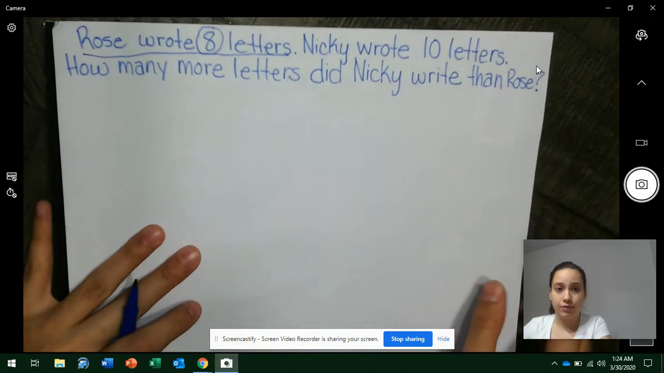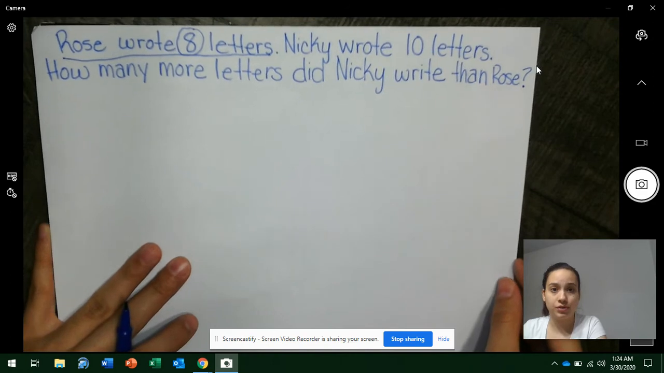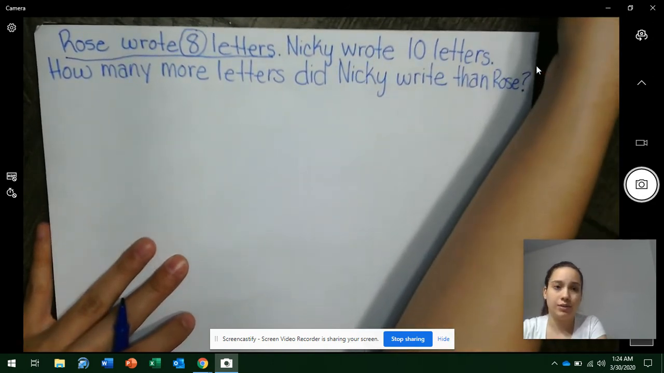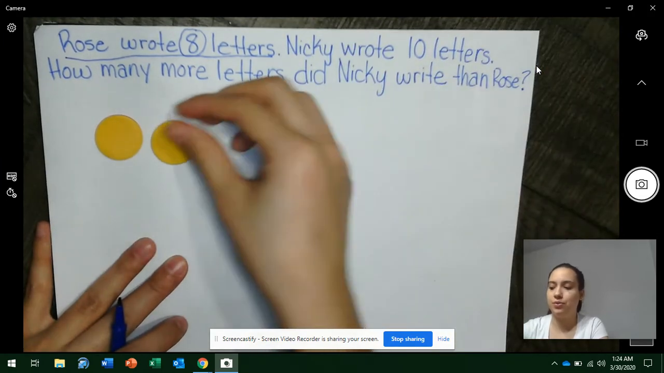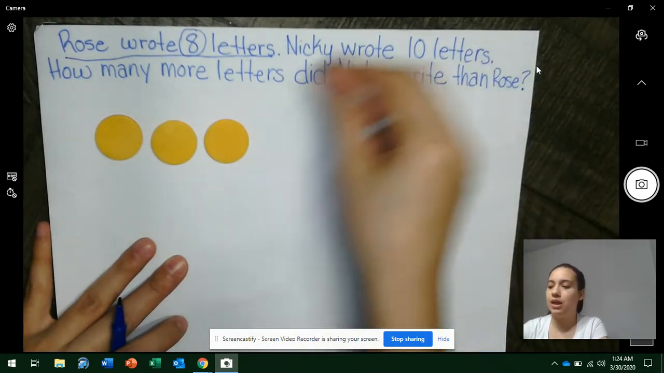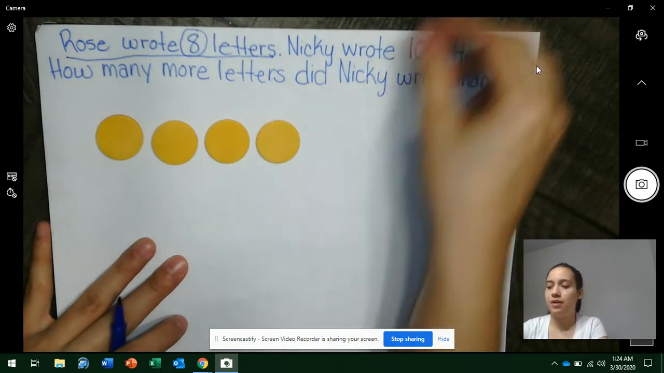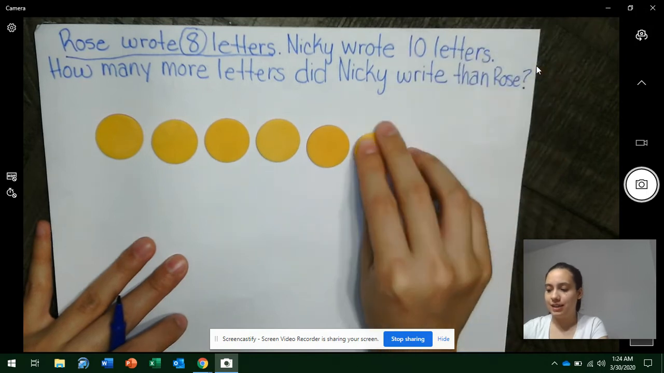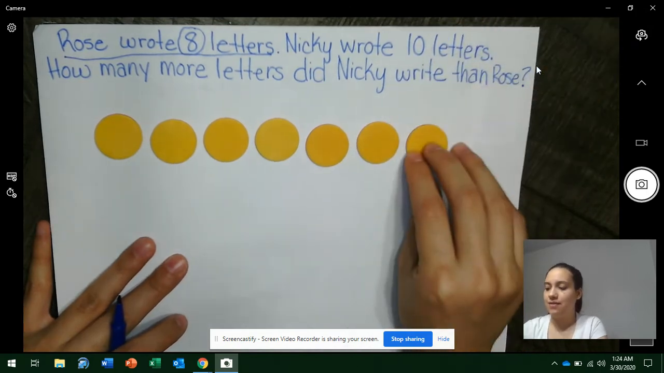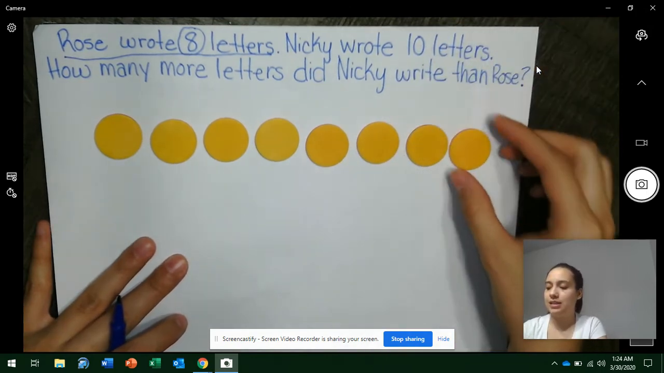So I'm going to put counters. You can go ahead and draw circles. And we're going to count out loud as we do. Ready? 1, 2, 3, 4, 5, 6, 7, 8. Very good.